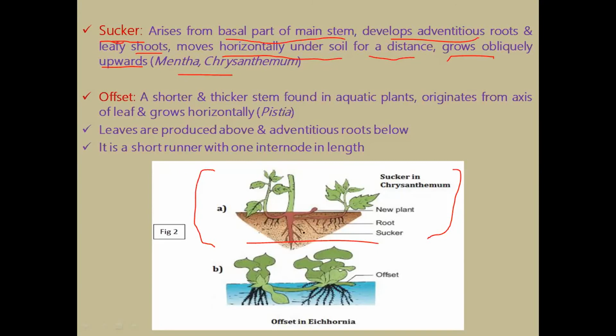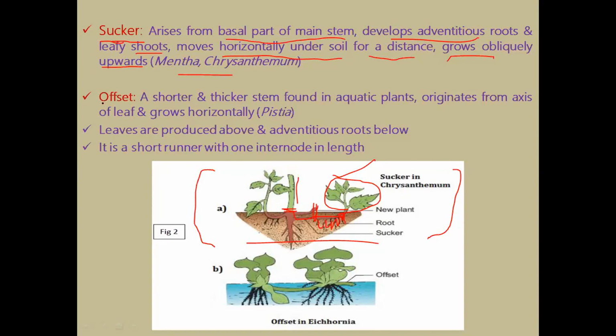You can see here, we said that it arises from the basal part of the main stem. This is the main stem. This is the basal part. So you can see here, it arises here and it grows some distance under the soil and it develops roots and also the shoot system. You can see here these leaves, and this then detaches from the parent plant and develops into a new plant.